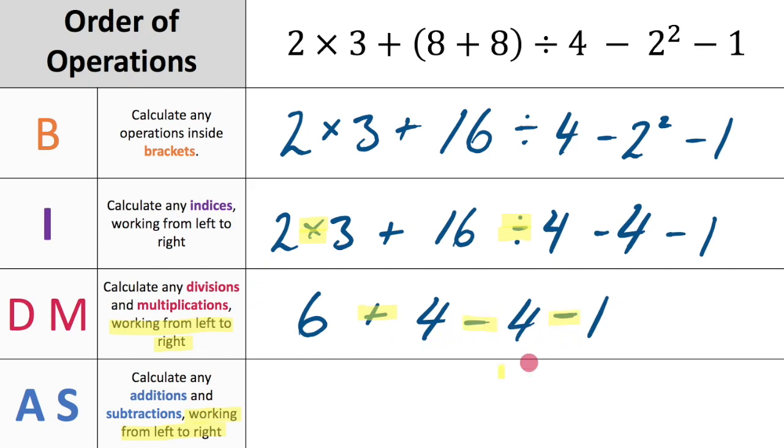I have my plus and I have some minuses as well. So I'm going to work left to right. I'm not going to do one before the other. I'm just going to work left to right. So I'm going to grab my pen. 6 plus 4, that's 10. Then I'm going to go negative 4 minus 1, that's negative 5. So now I just have to go 10 minus 5, which is 5. And that right there is going to be my answer.